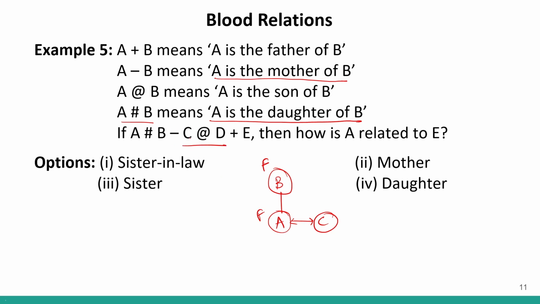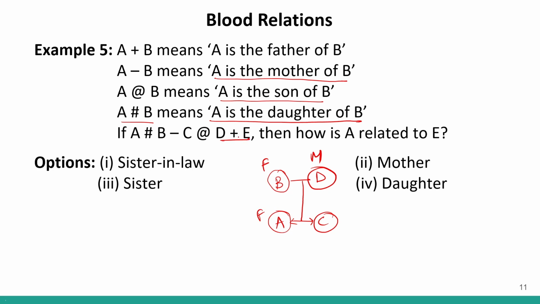C at the rate D means C is the son of D. So if C is the son of D, that means B and D will be spouses. And since B is female, D will be male. This would be the relationship. B and D have children, A and C, up till now.